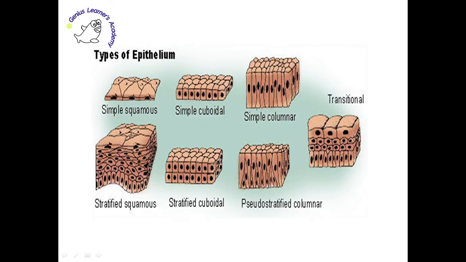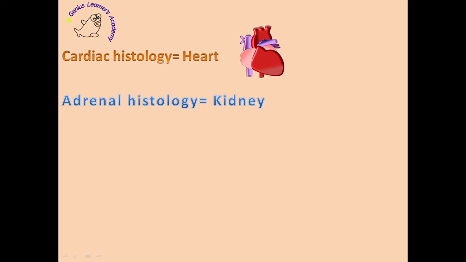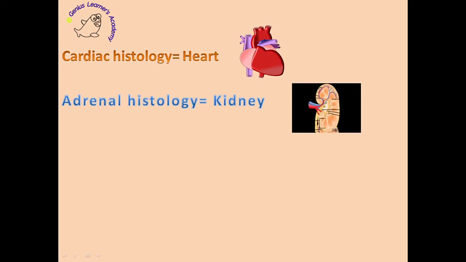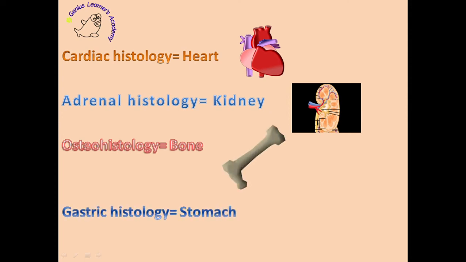An example of histology is the study of epithelium tissue. There are different types of epithelial tissue. There is cardiac histology, which deals with the study of the tissue of the heart. Adrenal histology deals with the study of kidney tissues. Osteohistology deals with the study of bone tissues. Gastric histology deals with the study of stomach tissues.